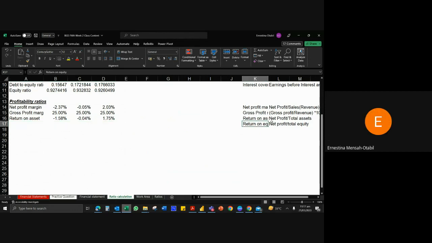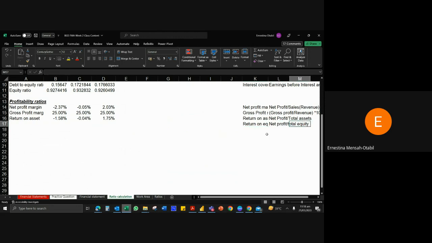So I think I'd have to go over it again. Let me just do the return on equity. What does return on equity tell you? It basically tells you the return on the shareholders' investment in the company. It measures the return on the shareholders' investment in the company. It is calculated by dividing the net profits by the total equity.